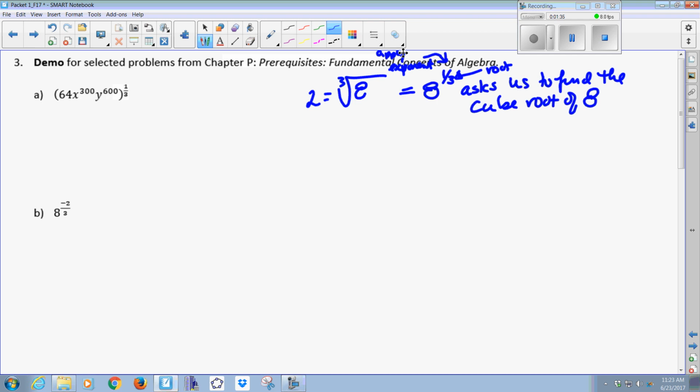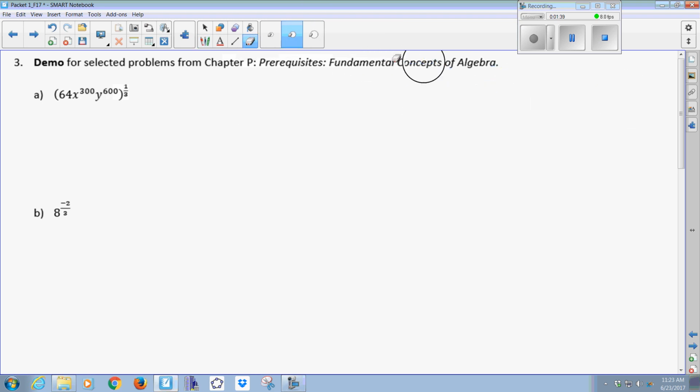Okay, so that's just a quick review of fractional exponents. So what's going on here is we have to apply an exponent property, several exponent properties to this problem in order to solve it. So there's two basic exponent properties we're going to use here.